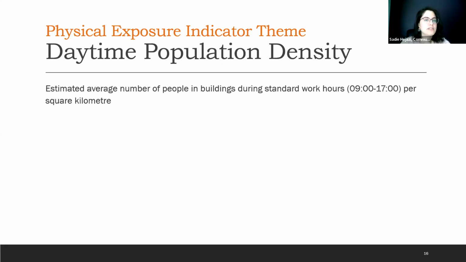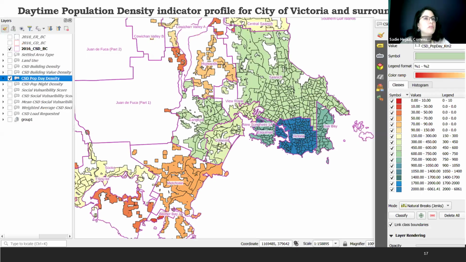Daytime population density is the estimated average number of people in buildings during standard work hours, 9 to 5 p.m., per square kilometer. This one shows the daytime population density in different areas with different colors: the blue shows the highest density, and yellow, orange, and red show the lowest density here.